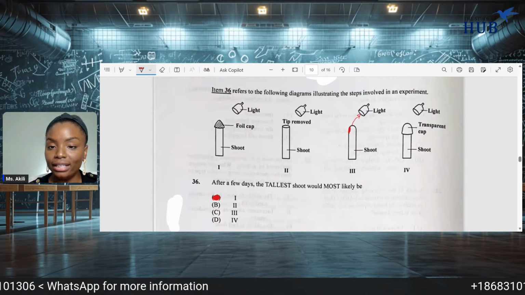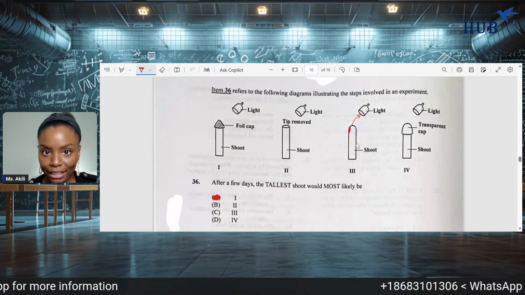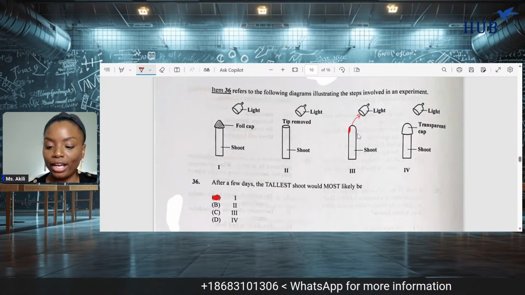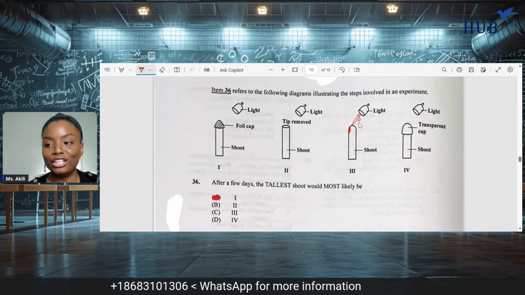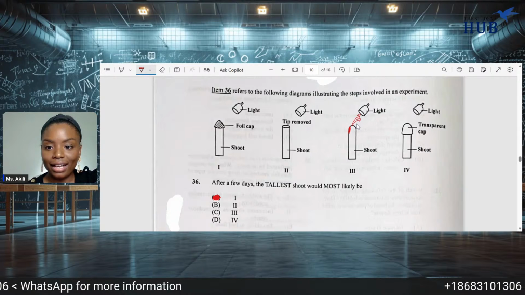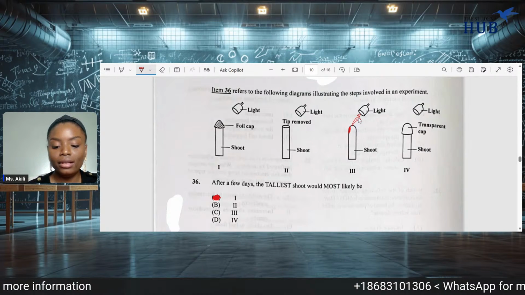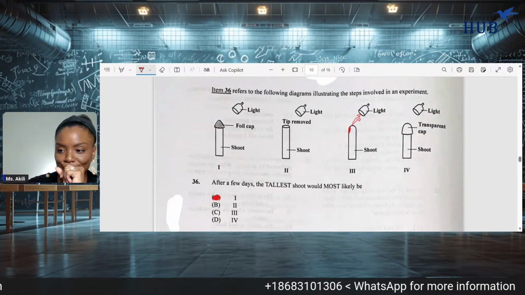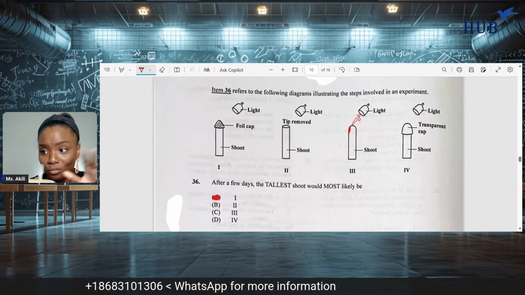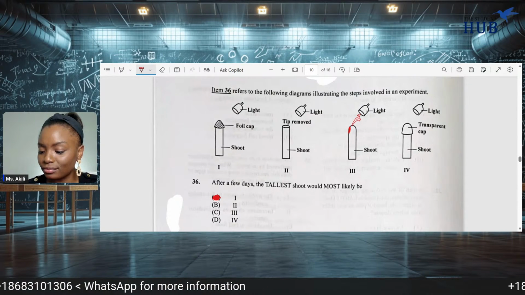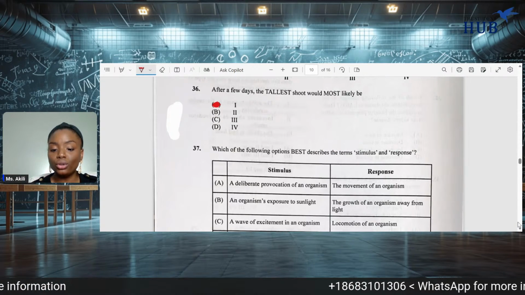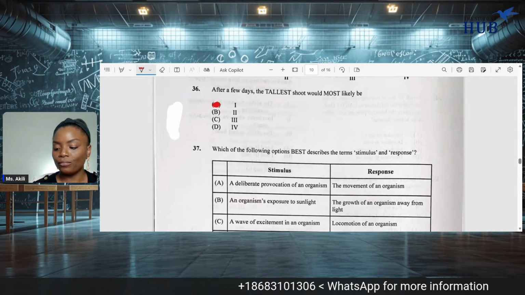Whereas in 3, you don't have any manipulation. However, the shoot will grow towards light. So it will bend and grow towards light. So if it's bent, it's going to affect the total height of the plant, right? So the answer for this question is A. Why isn't it C, chat? Because they came down to ask about tallest, the correct answer is A.